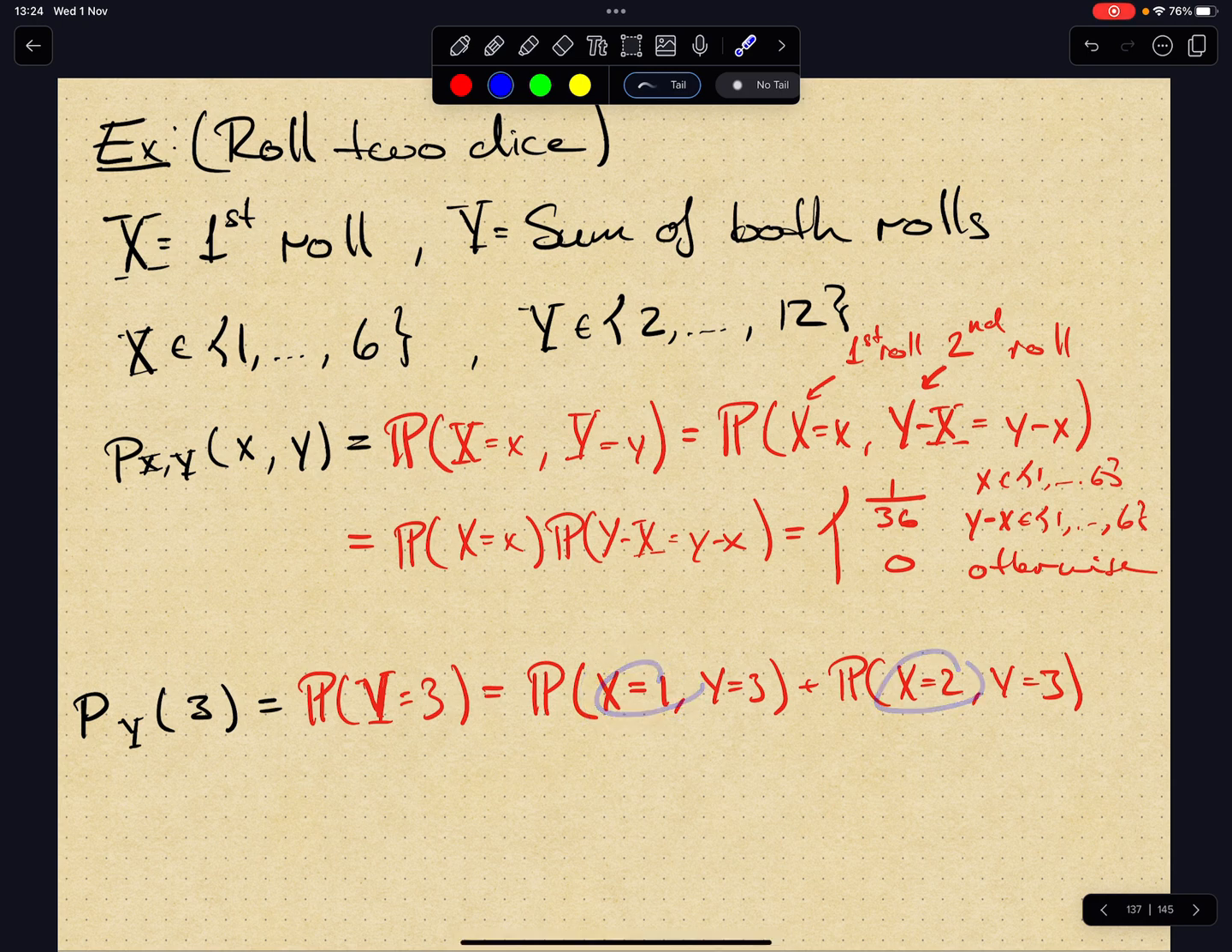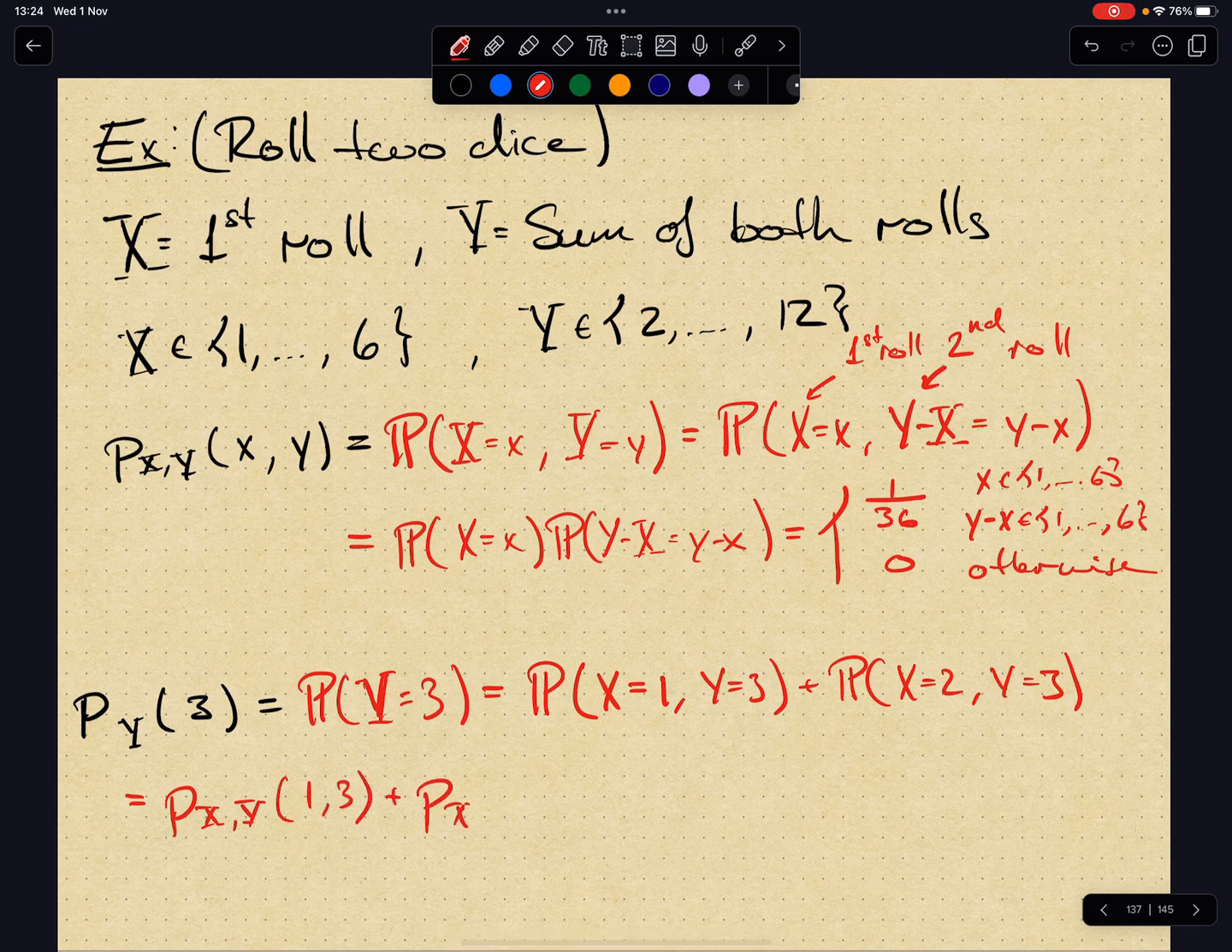And in here we can compute the right-hand side using the joint probability mass function. This is going to be the probability p_XY(1, 3) plus p_XY(2, 3), and each of these is 1 over 36, plus 1 over 36. And this probability is going to be 1 over 18.